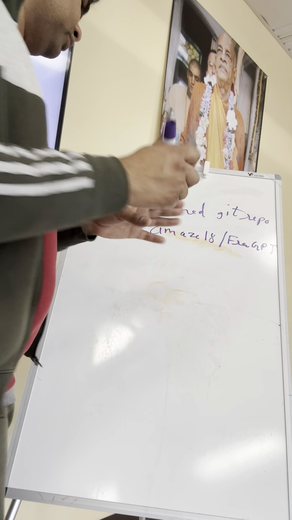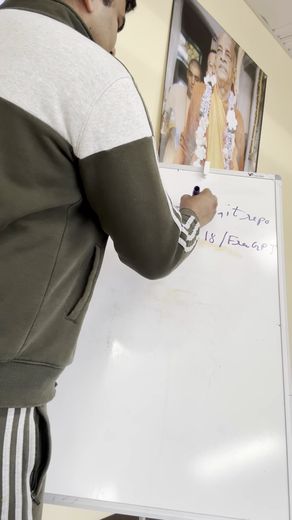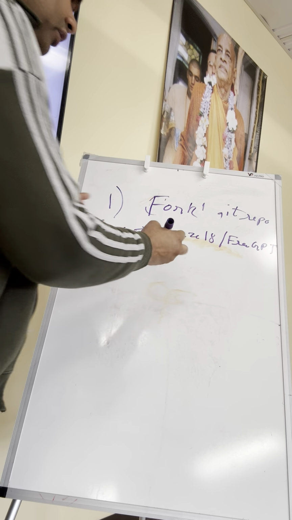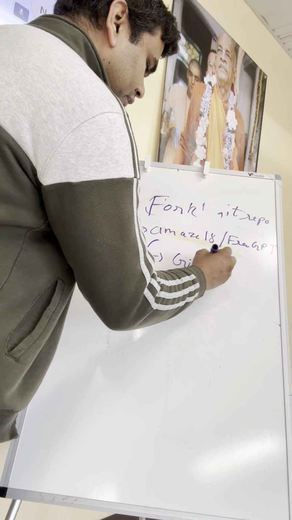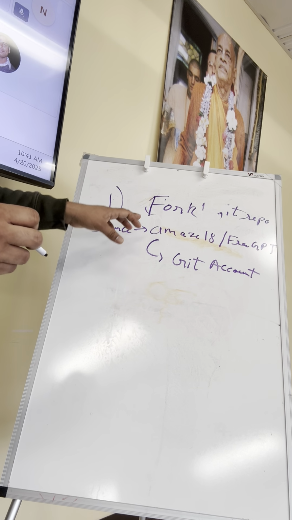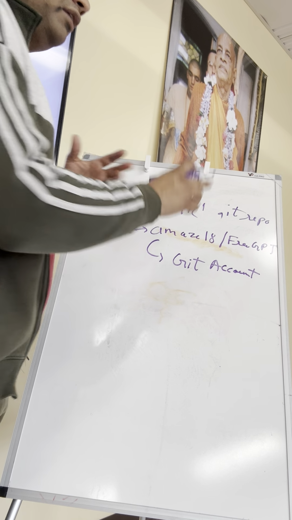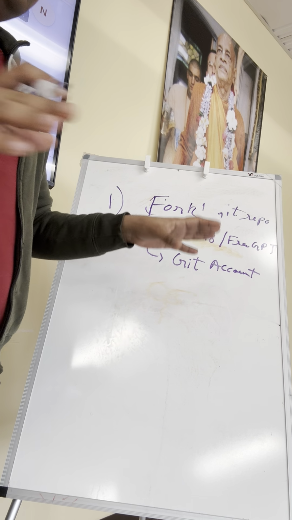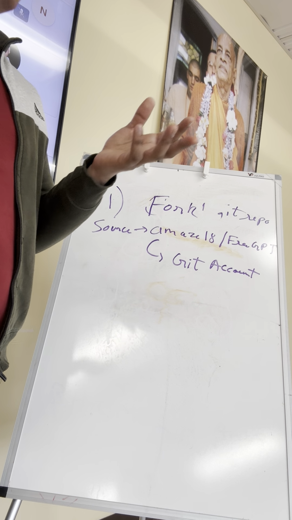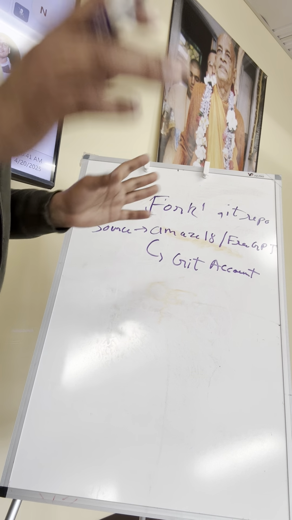Sorry, fork it into your repo. So fork the Git repo. This was the source Git repo, and we forked this. Now it has come to your Git account after forking. Whatever code is there in my repo, Amaze18, and in your Git repo, it's the same. But in future, if I make any changes or you make any changes, and you want to use those changes, then use your repo or my repo, depending on what you want to use.